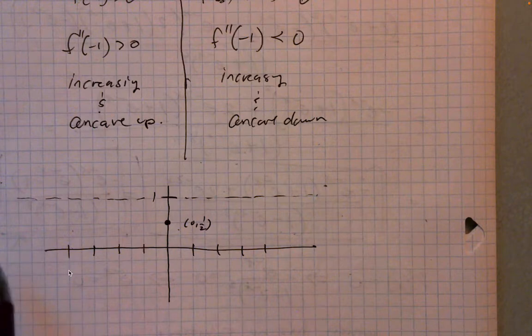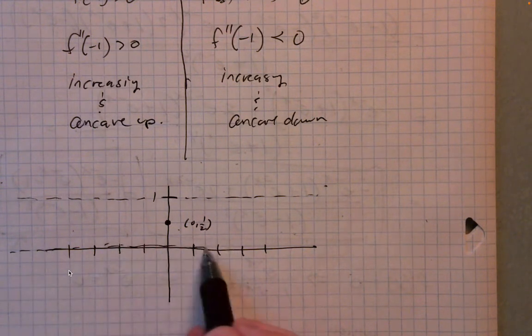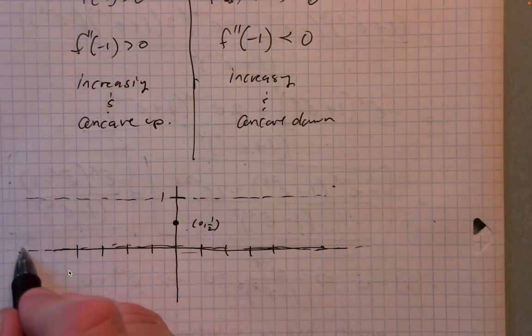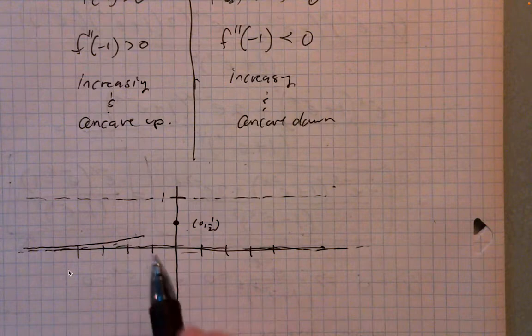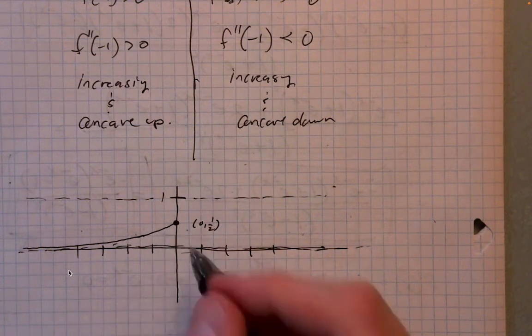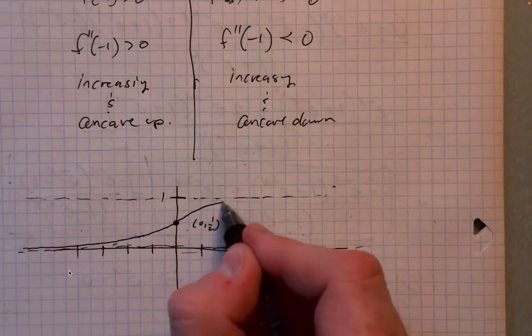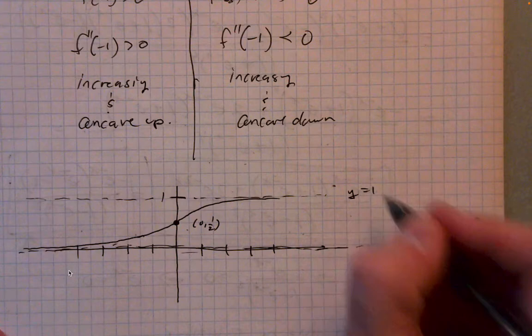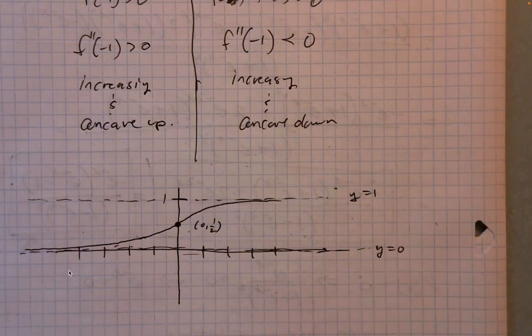Okay, and it's increasing on the entire real number line, and also you've got to keep in mind that the x-axis here is a horizontal asymptote as well. Right, so basically the function is going to come down like this. It's going to start low. It's going to cross through here, and then the concavity is going to shift, and it's going to hug this y equals 1. Right, it's going to get stuck between these two values.